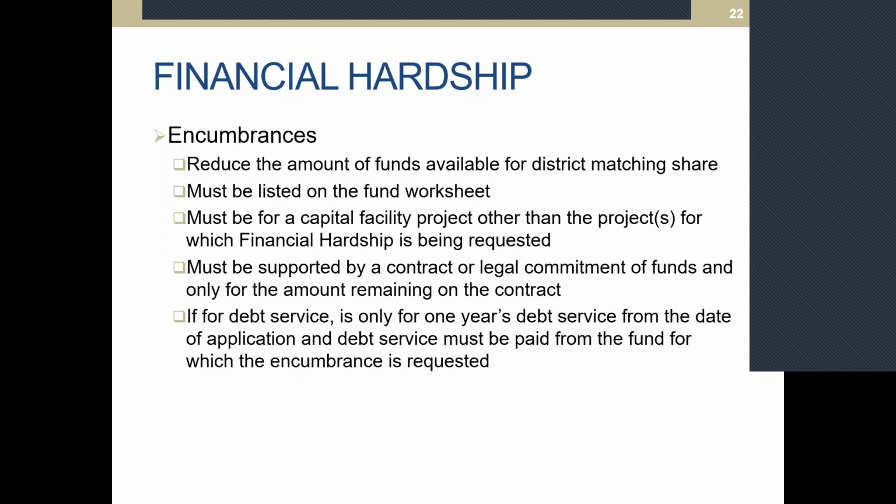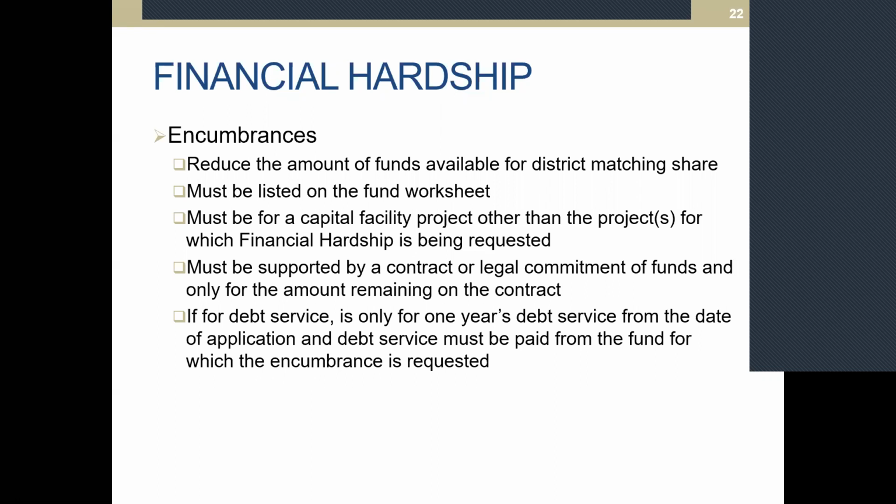Okay, encumbrances. This is a big one that we deal with in a lot of the financial hardship reviews. Encumbrances can potentially reduce the amount of funds that are found available for the district's matching share on their SFP projects. Those encumbrances should be listed on your fund worksheets. So if you're submitting a fund worksheet, Fund 21, for example, for your bond funds, and there's some construction contracts that you already have for a project that you're using those bond funds for, then those encumbrances should be listed along with the backup.